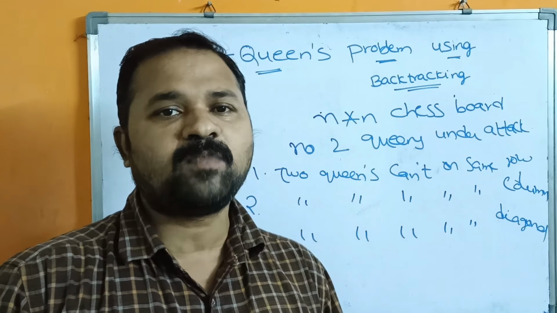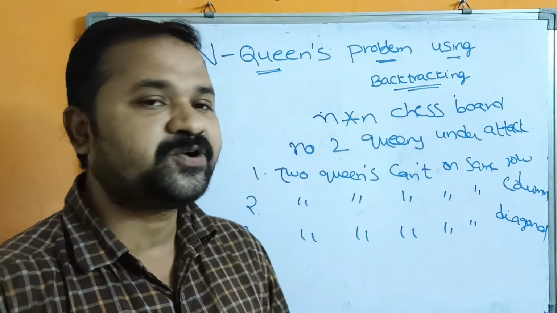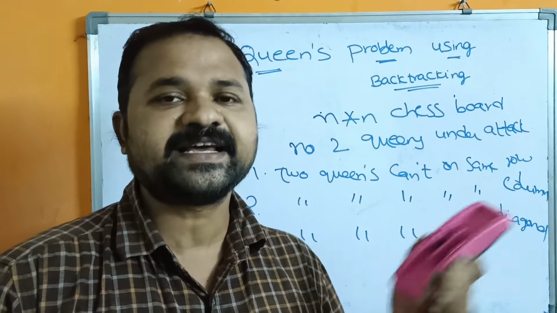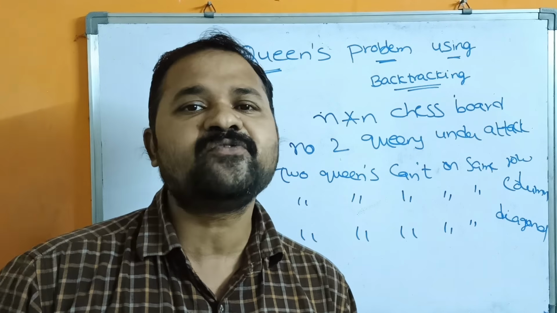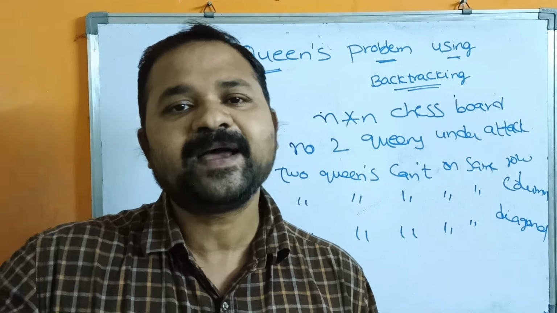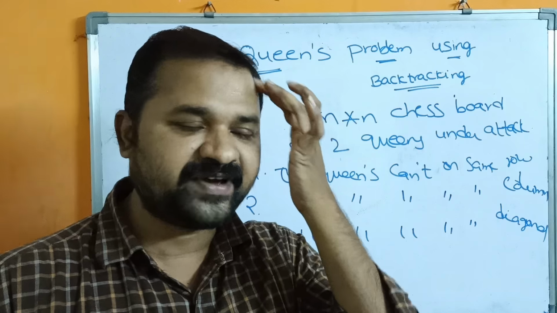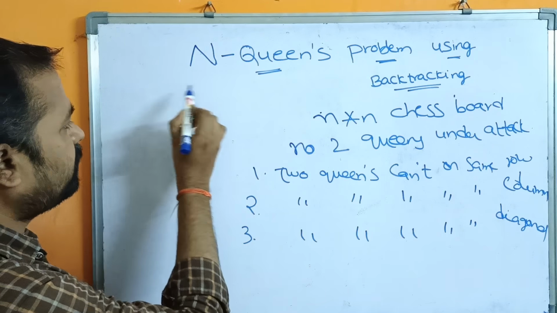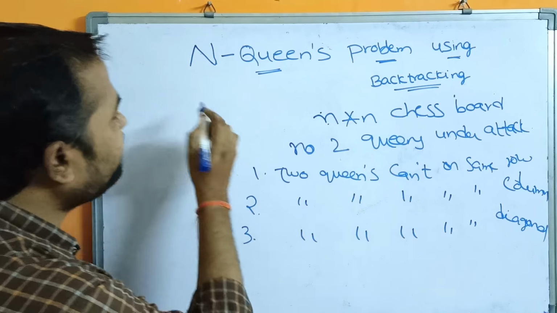So let us solve the problem for n equal to 1, next n equal to 2, next n equal to 3, and next n equal to 4. In the next video, we will solve the 8 by 8 chessboard problem, the 8 queens problem. First, let us solve the 1 queen problem, that is, a 1 by 1 chessboard.